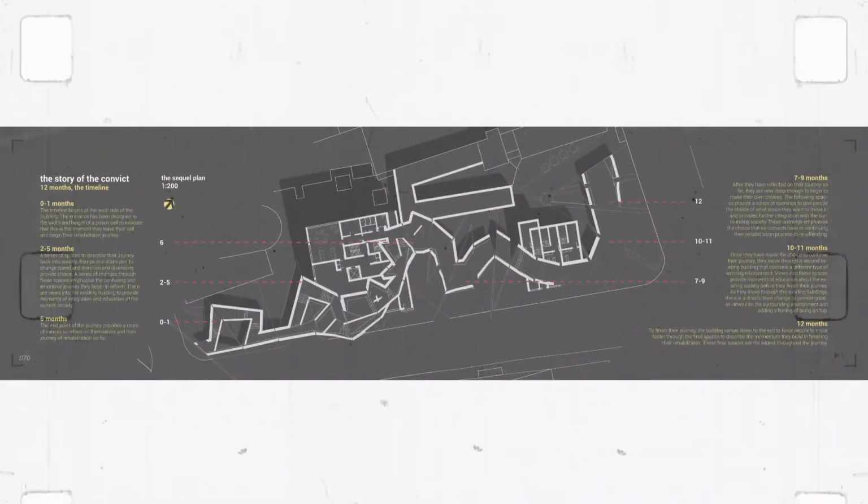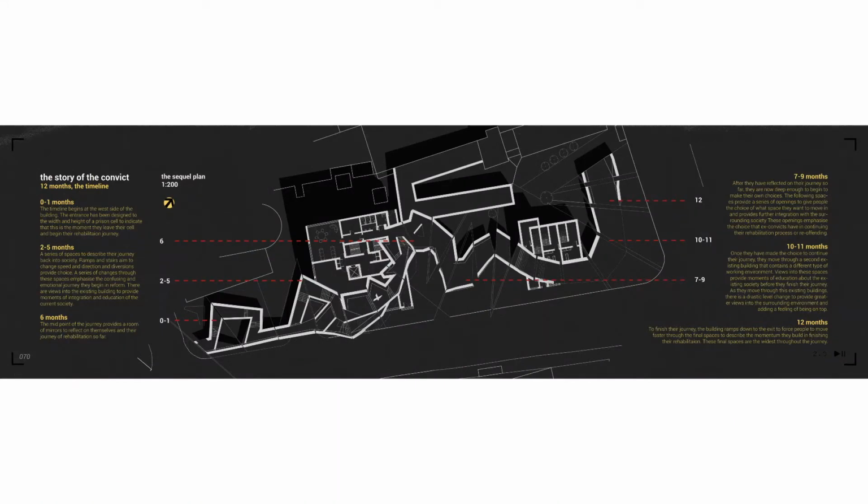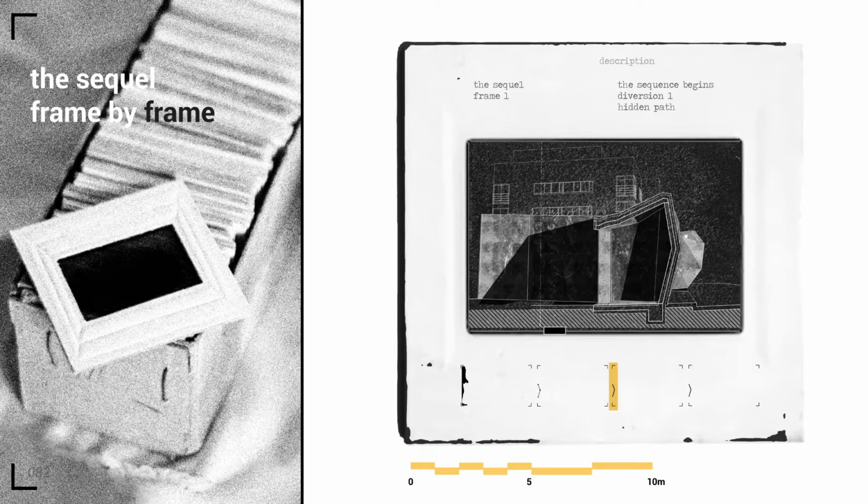So the floor plan, the story of the convict. The floor plan describes the 12-month experience back in society, and between months 0 and 1, the timeline begins at the west side of the building. The entrance has been designed to the width and height of a prison cell to indicate that this is the moment they are leaving prison and entering their rehabilitation journey.